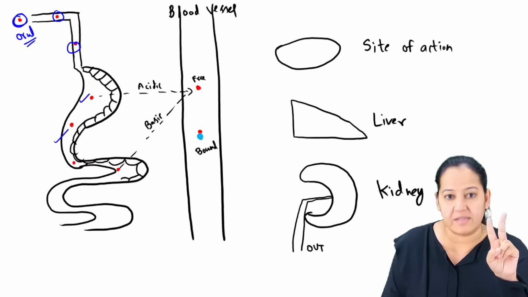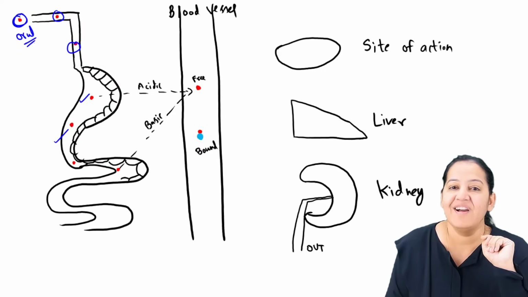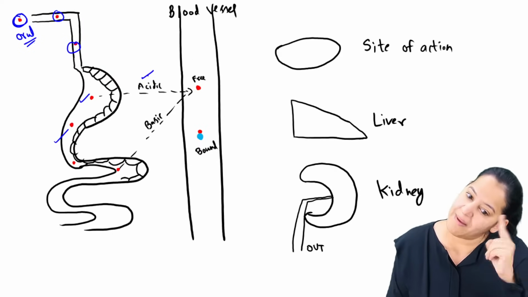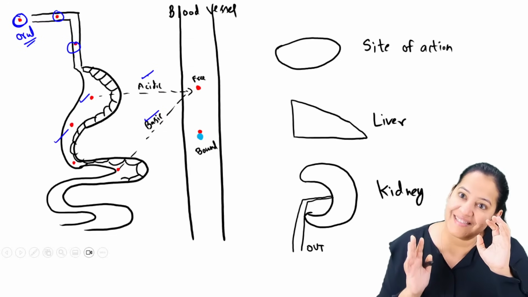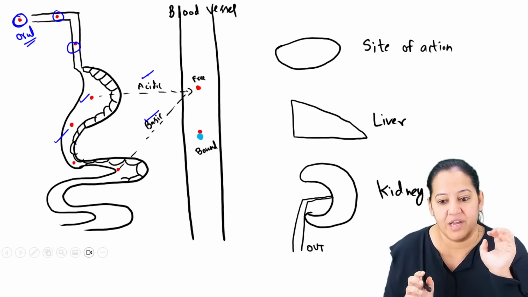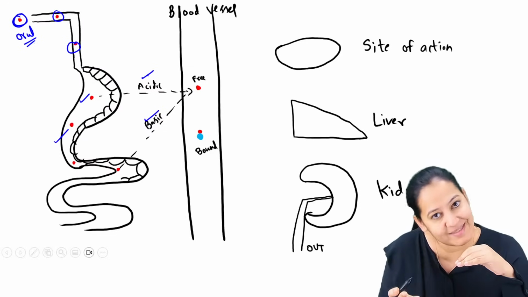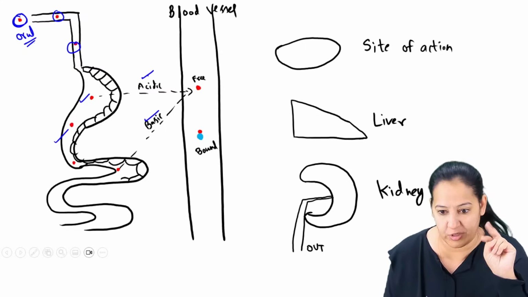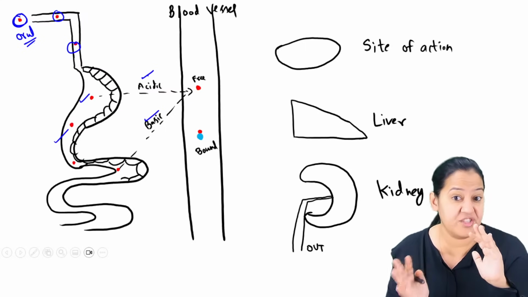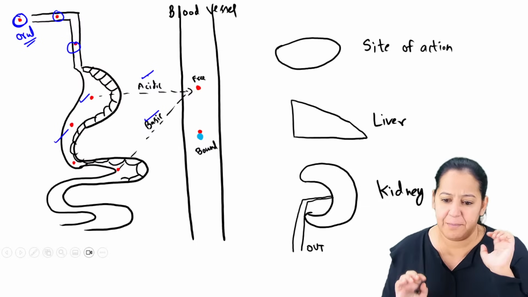There are 2 types of drugs, acidic drug and basic drug. There is a rule: acidic drugs absorb from acidic medium and basic drugs absorb from basic medium. So the same medium is required for absorption. If the drug is acidic, it is absorbed from acidic medium, and if the drug is basic, it is absorbed from basic medium. I will give you a list of which drugs are acidic and which are basic from the main drugs.